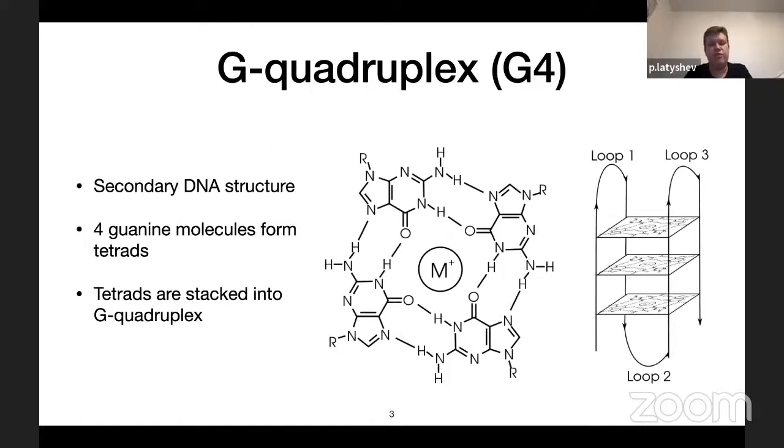Quadruplexes have connections with some biological processes like cell replication, translation, transcription, and other processes. So they are actively studied in biology. They are connected with cancer and other diseases.